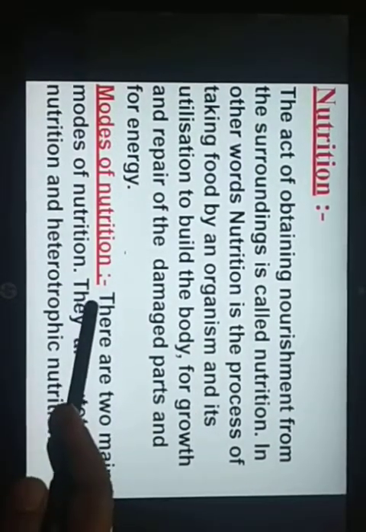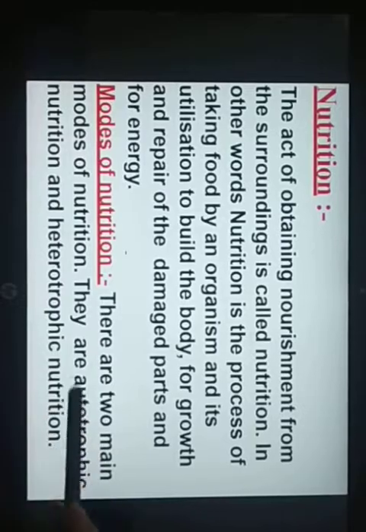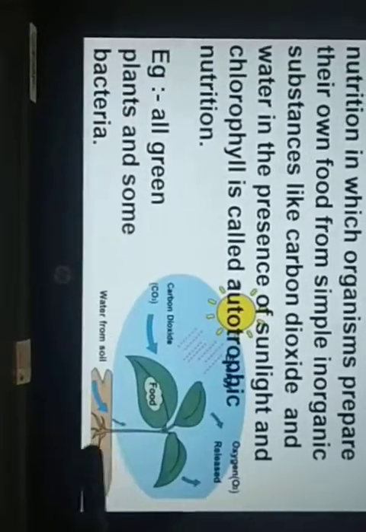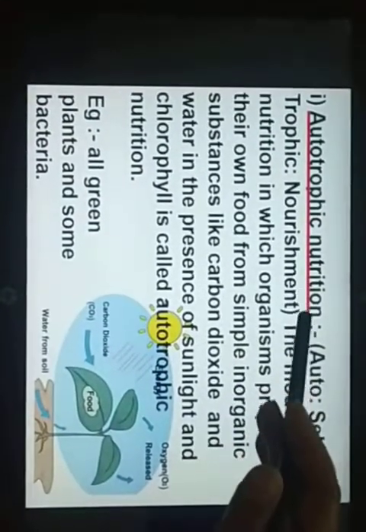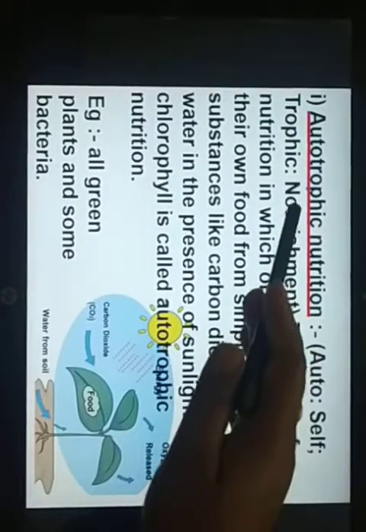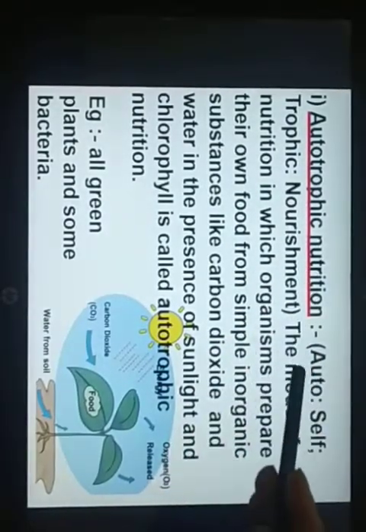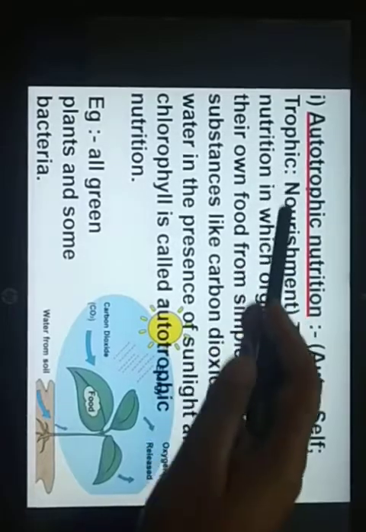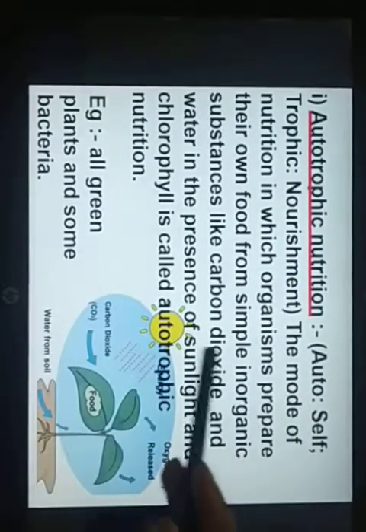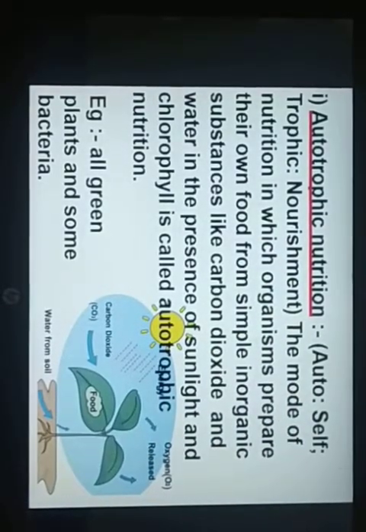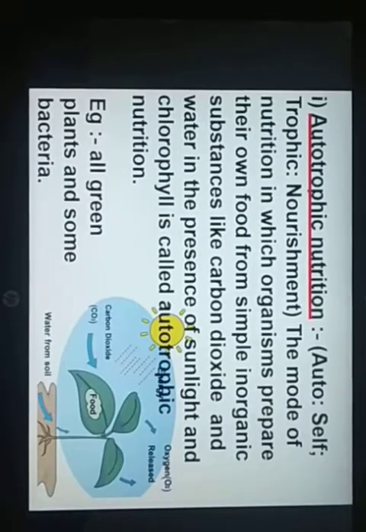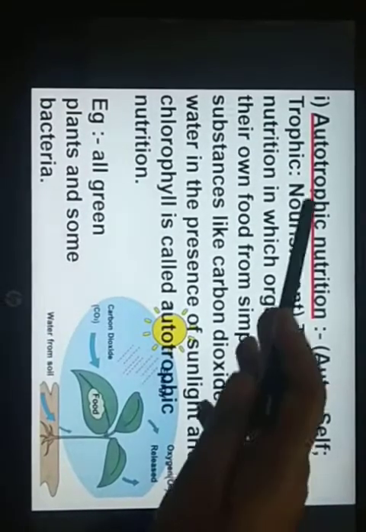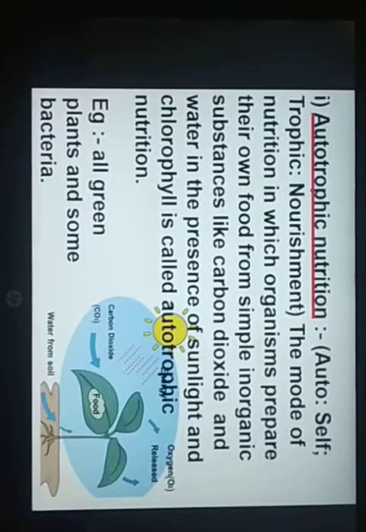Now, different organisms follow different modes of nutrition. There are 2 main modes of nutrition. Autotrophic nutrition. Now, let us see what the word autotrophic means. Auto means self, trophic means nourishment. So, certain organisms are able to make their own food. The mode of nutrition is known as autotrophic nutrition, and the organisms are called autotrophs.